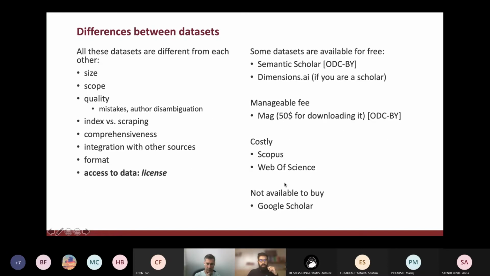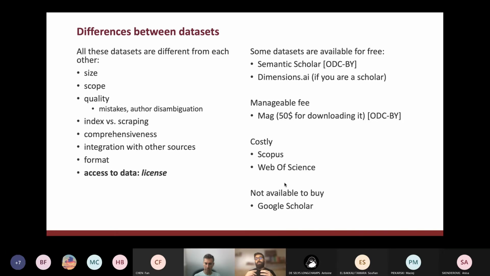Another way to compare datasets, and this is the last one that I'm going to present, is license, because some datasets come for free with a license. You can download it, you can use it, as long as, for example, you respect the license. So, for example, Semantic Scholar can be downloaded for free. It has got an ODC-BY license, so whatever things you do, you need to mention them, which is fair, I think. Dimensions is free if you're a scholar and has got some copyright. Then MAG has a manageable fee. You only pay $50 for downloading it, but the dataset itself is free.